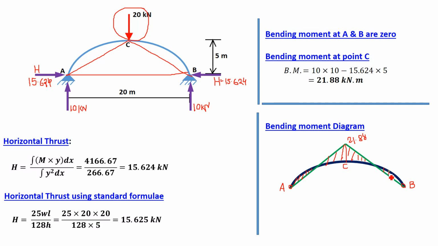Okay. So this is the answer for the numerical example to calculate the horizontal thrust, the support reactions, and to plot the bending moment diagram. I hope all of you have understood how to solve the problem of a two hinge parabolic arch.